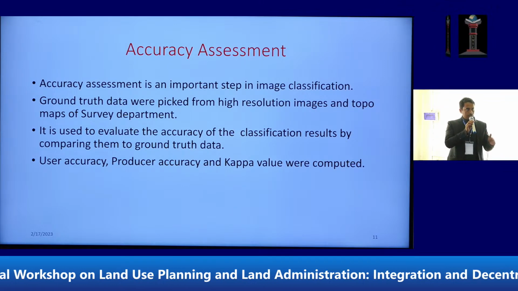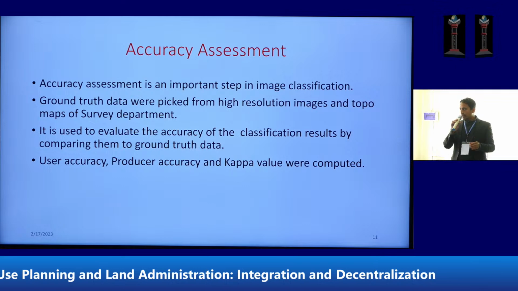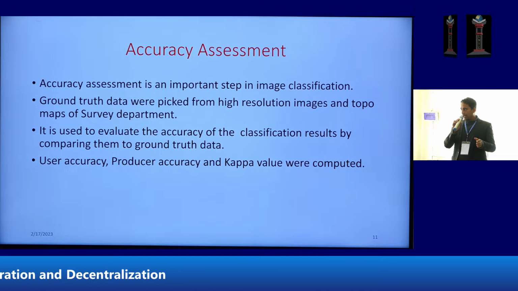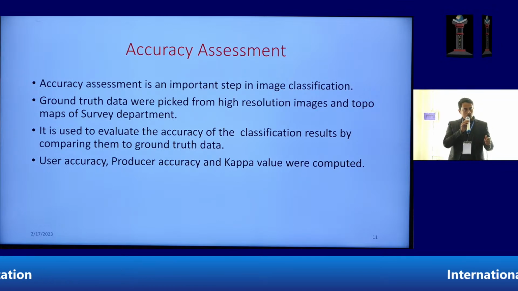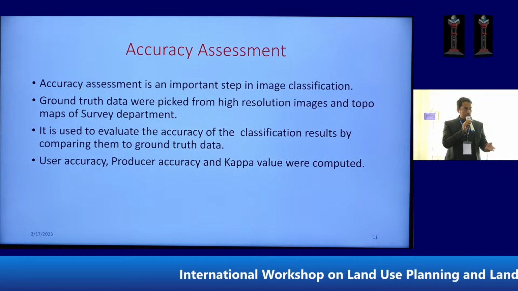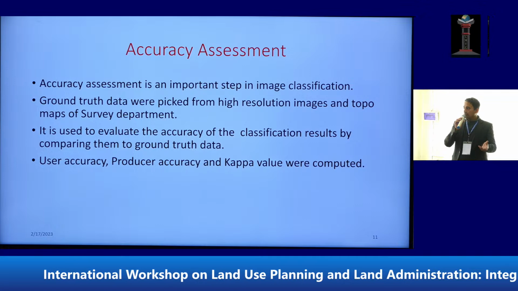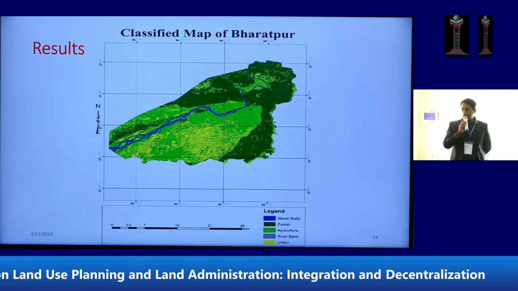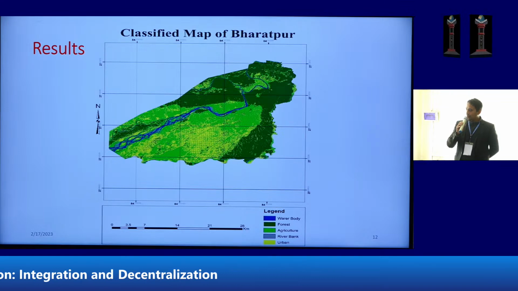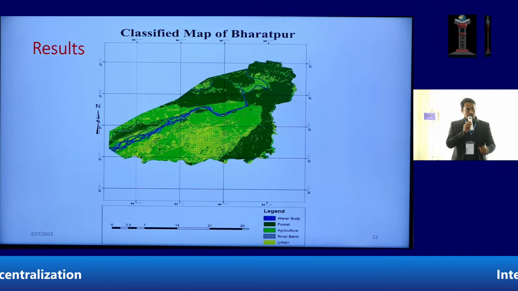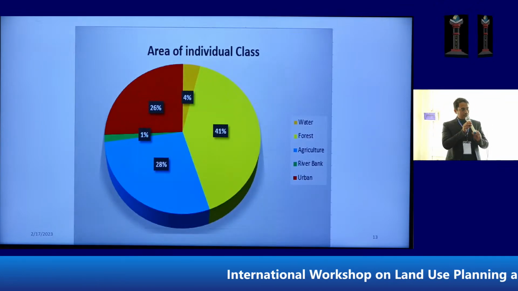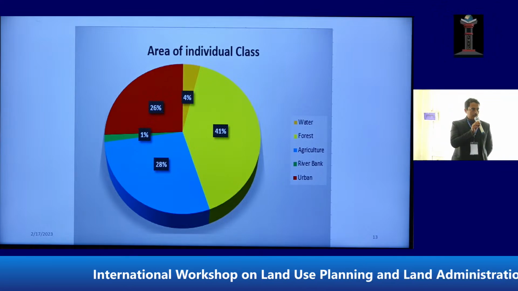After the classified image, we need to do accuracy assessment. For that, we need the ground truth, and we normally take the ground truth from high resolution images and the topographic map of the survey department. High resolution images we can get from the internet, like Zoom Earth. Here we can see the map. The colors are not as per our program, I realized later.